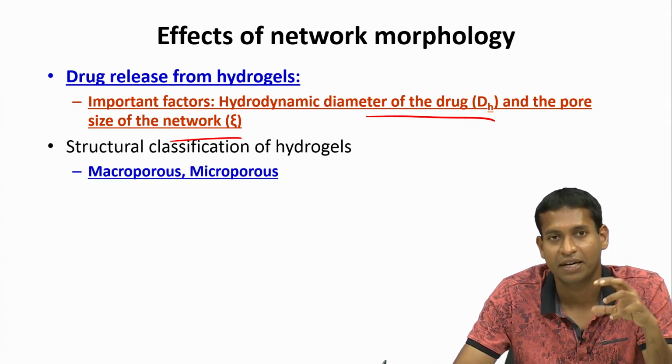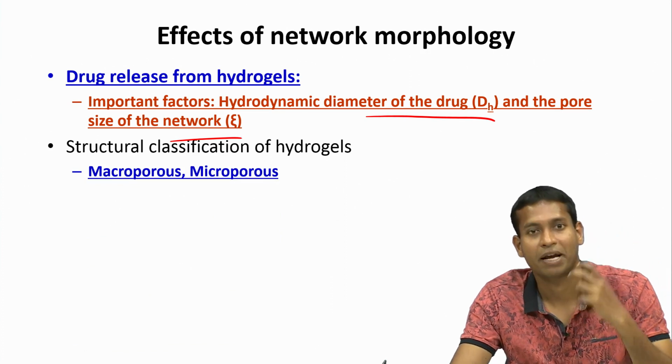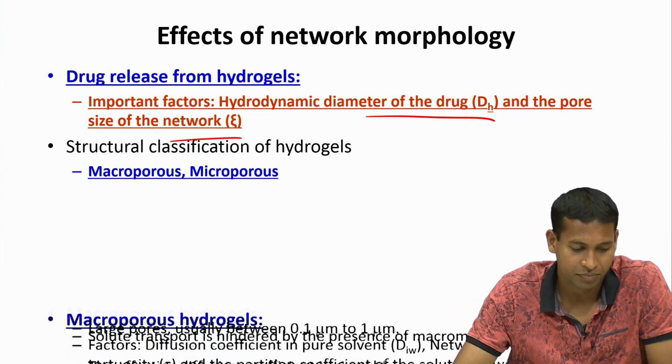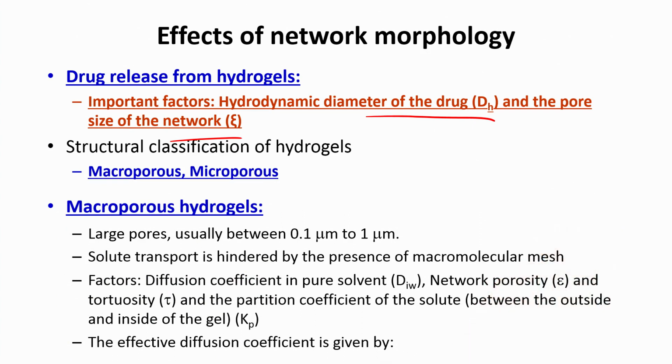So, we can now classify the hydrogels into different forms. It could be macroporous or microporous. As the name suggests, what is macroporous? Macroporous essentially means it has large pores, macropores. Typically, for biologically relevant things, we are talking about 100 nanometers to about a micron. So, the solute transport is hindered by the presence of the molecular mesh.